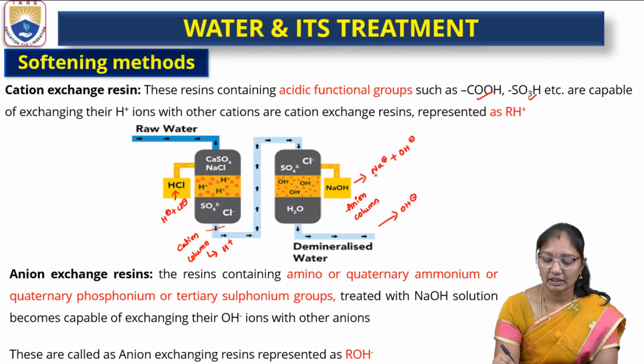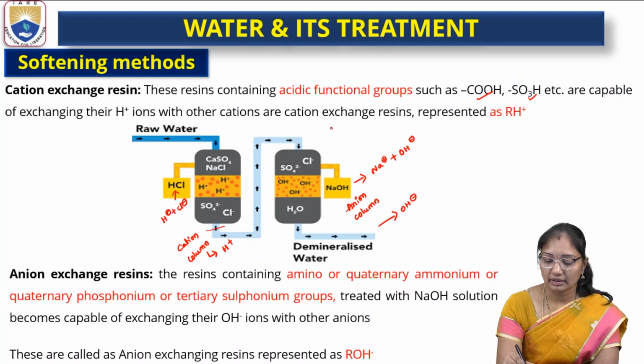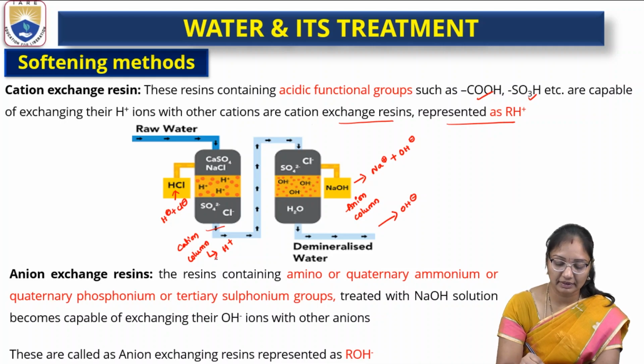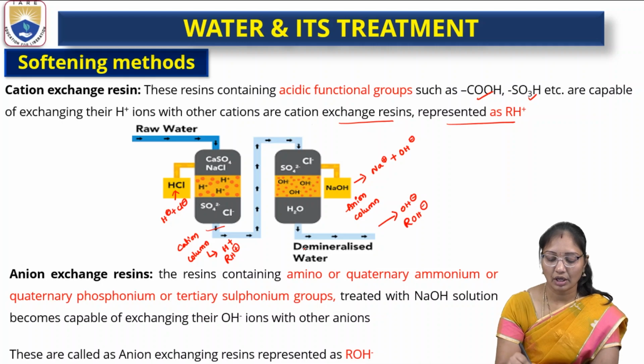So what happens? It is continuously activated with the OH minus ions. Here, continuously activated with the H plus ions. So cations, what happens here? These exchange resins are represented as, always, cation columns are represented as RH plus, because it is loaded with H plus ions. This is ROH minus, anions with ROH minus.